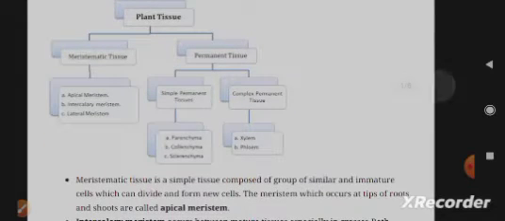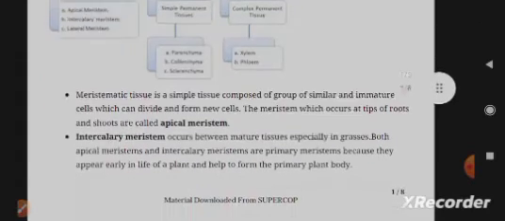Plant tissue: meristematic and permanent tissue. Meristematic tissue: apical meristem, intercalary and lateral meristem. Permanent tissue: simple and complex permanent tissues. Simple permanent tissues: parenchyma, collenchyma, sclerenchyma. Complex permanent tissue: xylem and phloem.